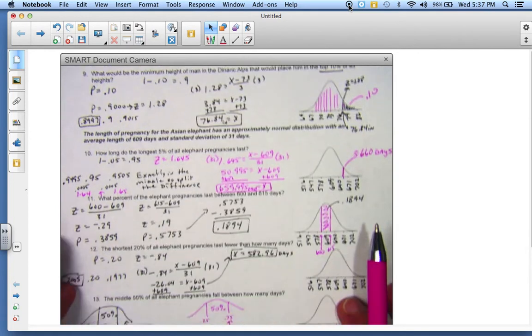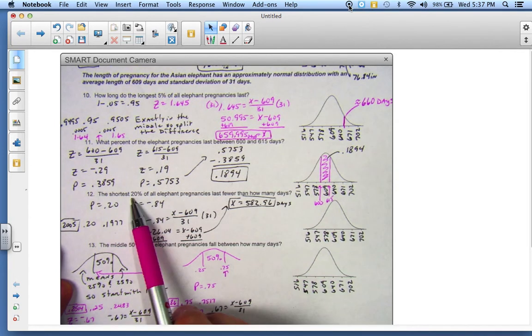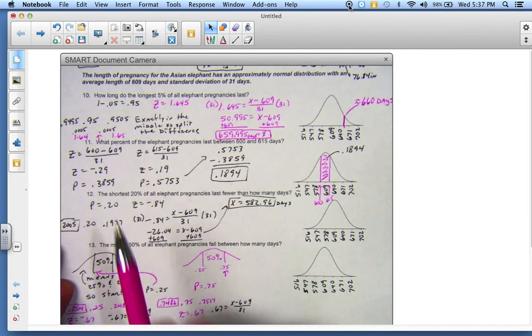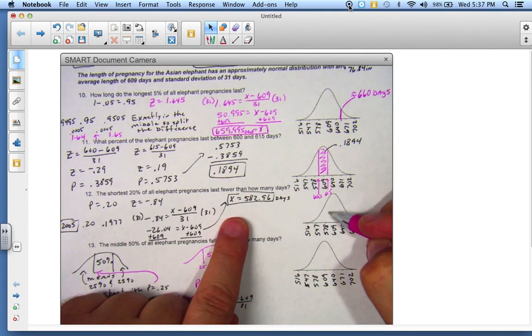Finally, number 12 and 13. Number 12, I want the shortest 20%. That means I'm looking for the area to the left. So 582 days is going to be about right here. So we want the area to the left.